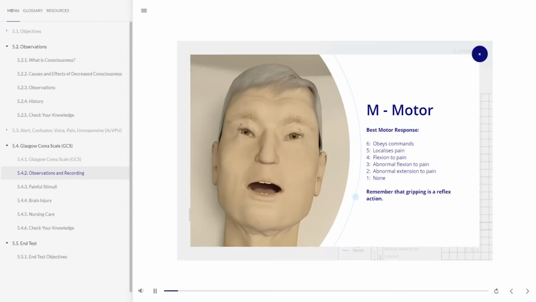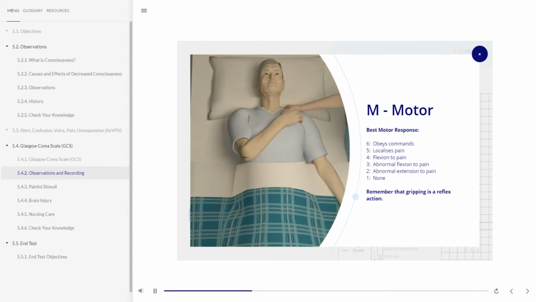Obeying clear commands scores a 6. These should be at least 2 different clear instructions, such as "stick your tongue out," or "show your teeth," or "give me a thumbs up." Localizing to pain scores a 5. This would normally be seen as the patient moving his arm towards a source of pain and trying to remove it. Flexion to pain scores a 4 if the patient bends his arm but fails to locate the source of pain.